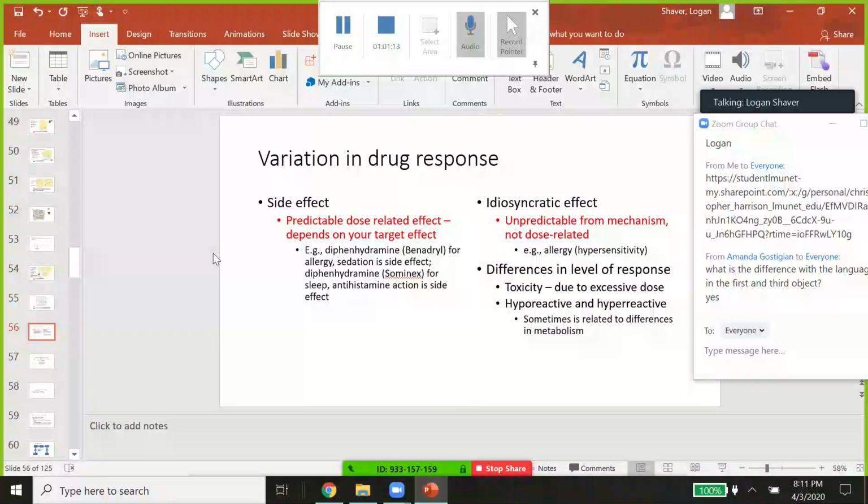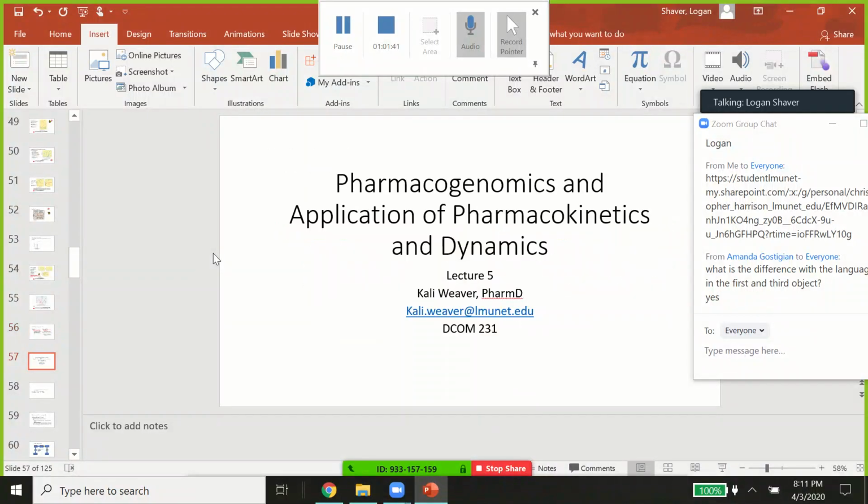All right, once again, this brings up the difference between side effects and an allergic response, which is kind of the same as an idiosyncratic effect. A side effect is going to be more dose related, and it depends on your target effect. While an idiosyncratic effect is more unpredictable and not dose related. So make sure you know the differences between those two, and that allergy is an example of idiosyncratic.